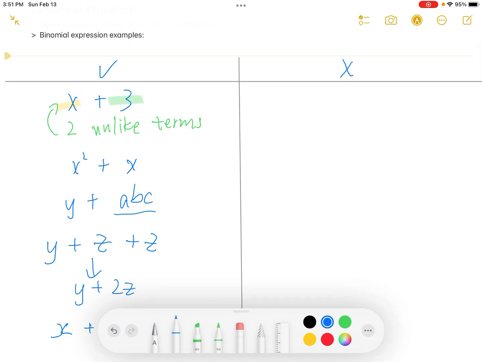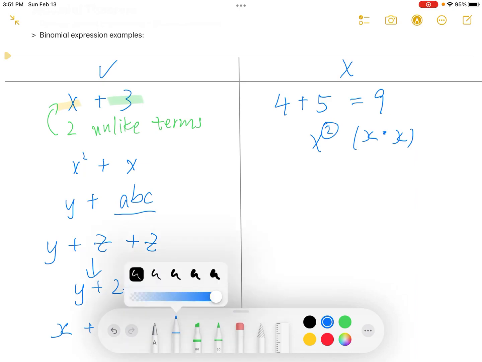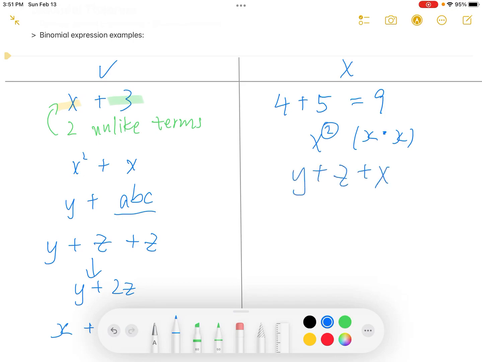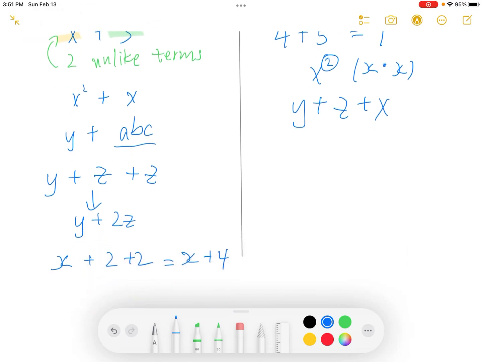So these are binomials. And what's not a binomial? Well, for example, 4 plus 5 is not a binomial because it can be rewritten as 9. Remember that we need 2 unlike terms for a binomial. x squared is not a binomial because it only has 1 term. Although it's squared and looks like a binomial because it's equal to x multiplied by x, remember that we need 2 unlike terms. And similarly, y plus z plus x is not a binomial because it has 3 terms. So it's actually a trinomial, so we won't be getting into that.